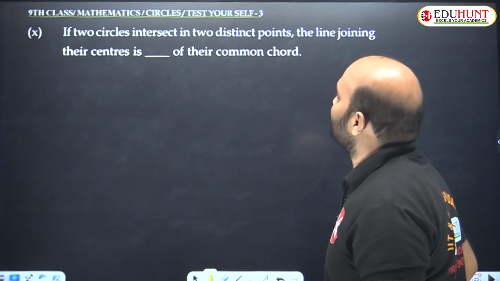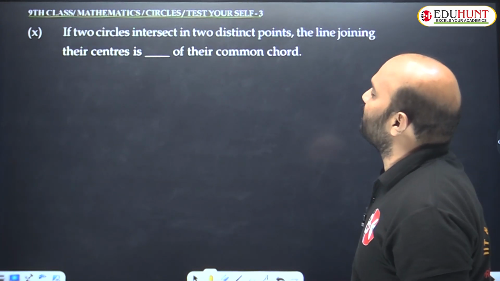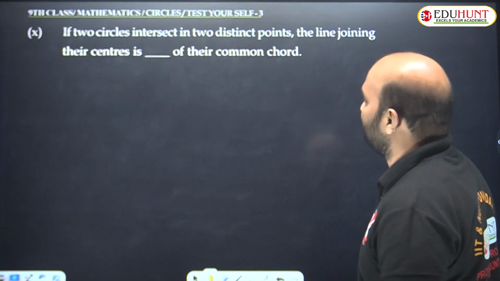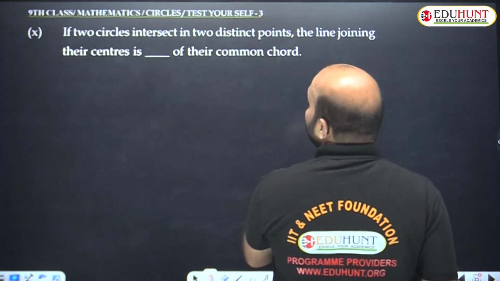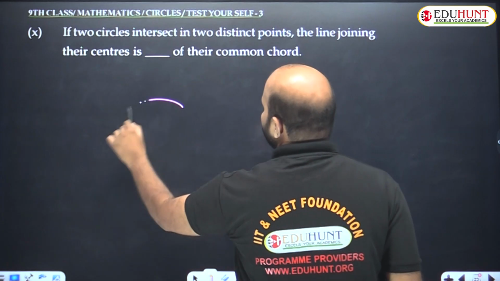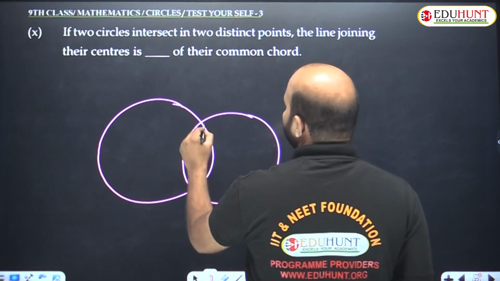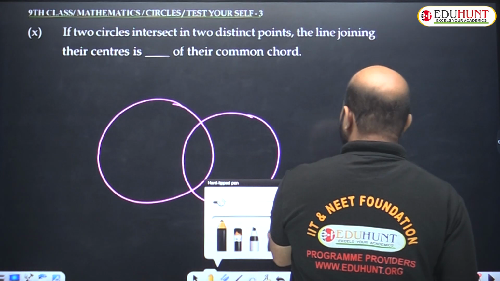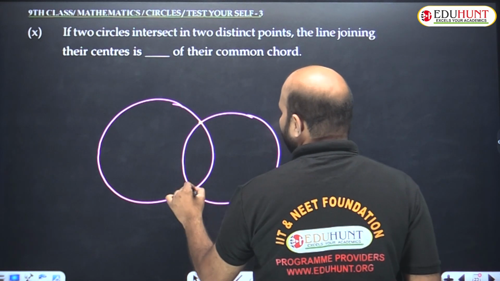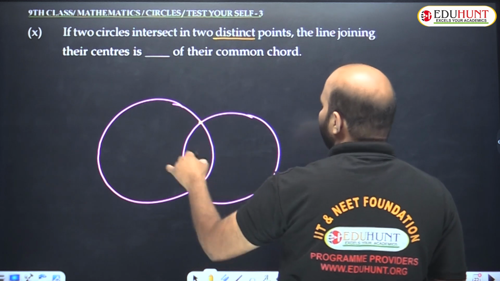So let's go to question number 10. If two circles intersect in two distinct points, the line joining their centers is dash of their common chord. So in that question, what I am given? Two circles intersect in two distinct points, just like that. This is the first one, this is the second one. So two circles intersect at different points, and distinct means nothing but different points.